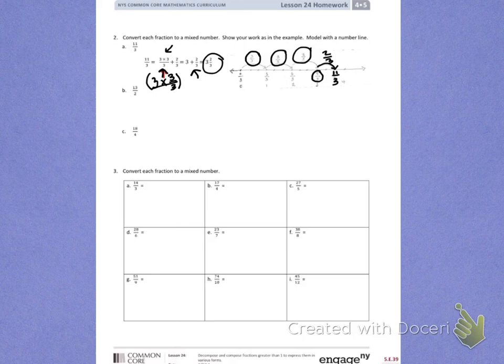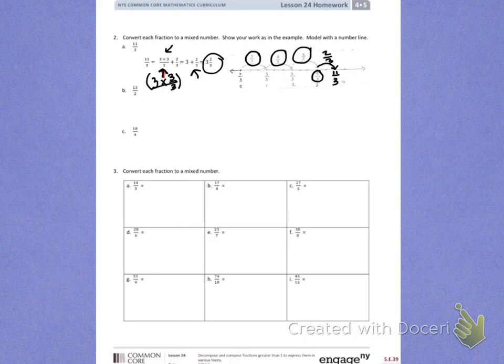So let's try to do letter B ourselves and see how it goes. It says 13 halves, or 13 over 2. I'm going to think similar to page 1 of this homework. How many halves can we get when we have 13 that we need to get to? Well, we can get 12 over 2, which would be 6. 12 would be our highest number.